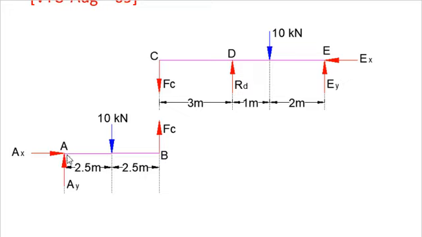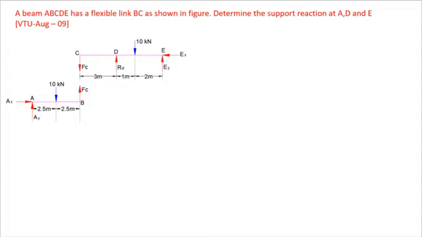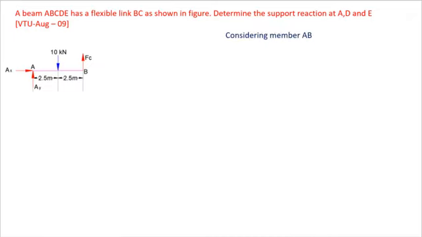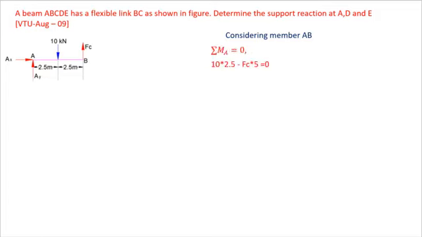So you can see this FC is downward, right? All unknown forces we need to find. First, I will consider the member AB. Then I will apply moment at A equal to 0. I will get 10 into 2.5, that is clockwise positive. FC will act anti-clockwise, distance is 5 meter. If I solve this, I will get FC equal to 5 kilonewton.